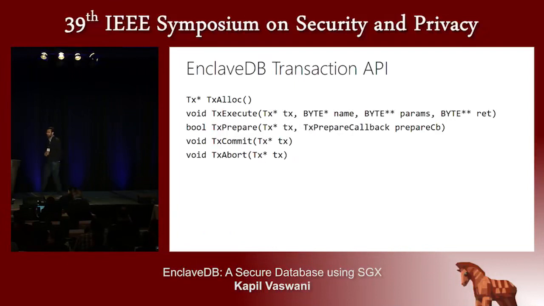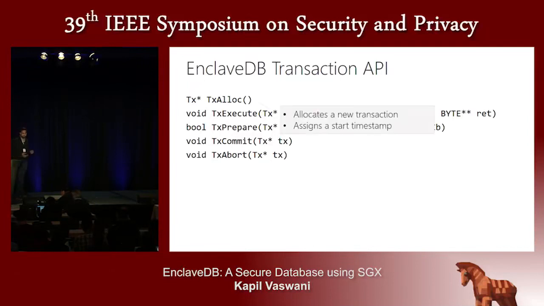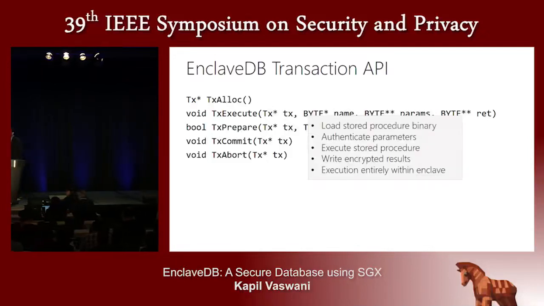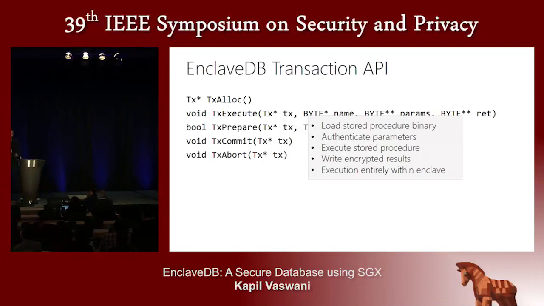The transaction API that EnclaveDB exposes is very simple. There is a function called txalloc that you use to allocate a new transaction, which assigns the transaction a new logical timestamp. And then you call txexecute to load a pre-existing stored procedure binary that has already been deployed inside the enclave and run the transaction. txexecute will automatically authenticate parameters using a key that is set up during the creation of a secure channel with the client. It executes the stored procedure entirely within enclave memory and writes encrypted results back to the buffers that are then passed to the user.